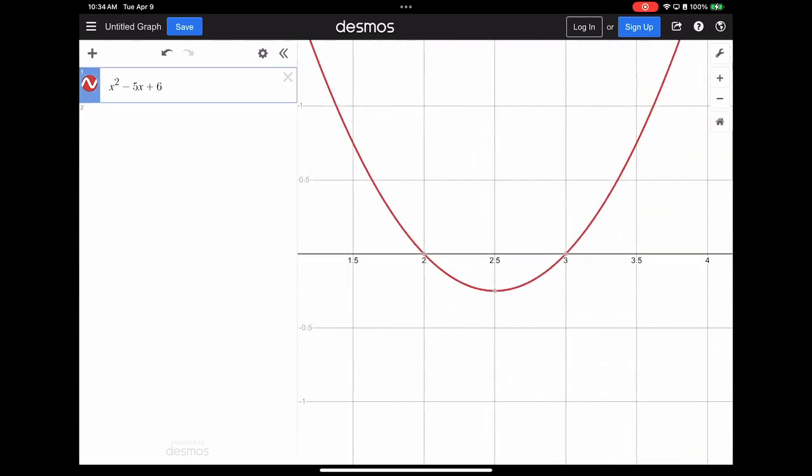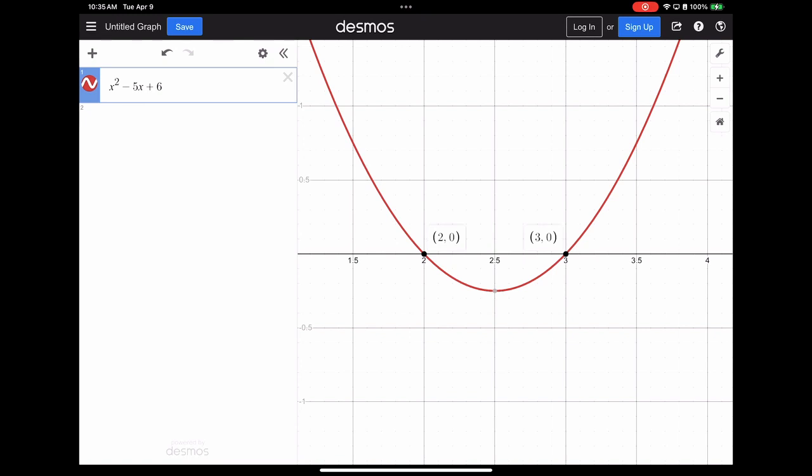And when you tap on that red line, you'll notice there's 3 gray points that come up. Last class, we were looking at the vertex, the maximum or minimum of the parabola. Today, what I want you to look at are these 2 points here, the zeros of the graph. Here we have the points (2, 0) and (3, 0). The first one is the x value, the one on the right is the y value. So our zeros here are when x is equal to 2 and x is equal to 3.